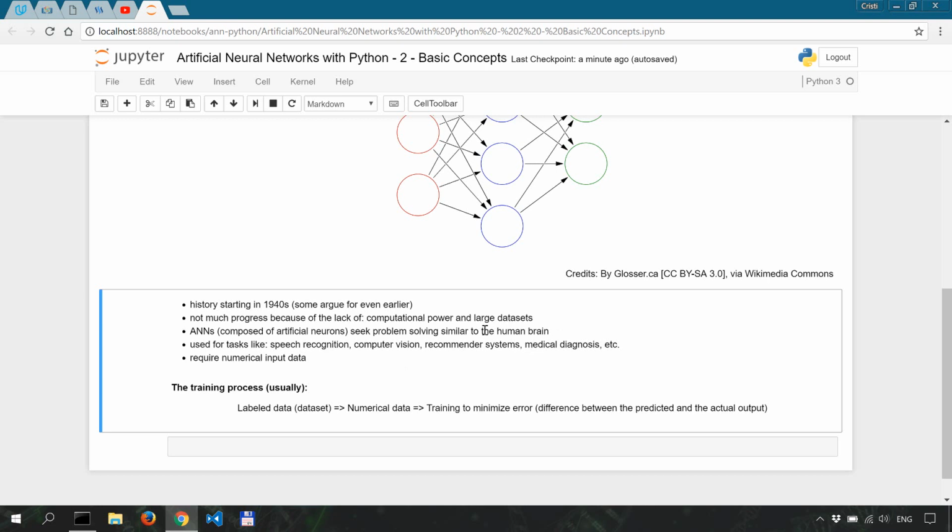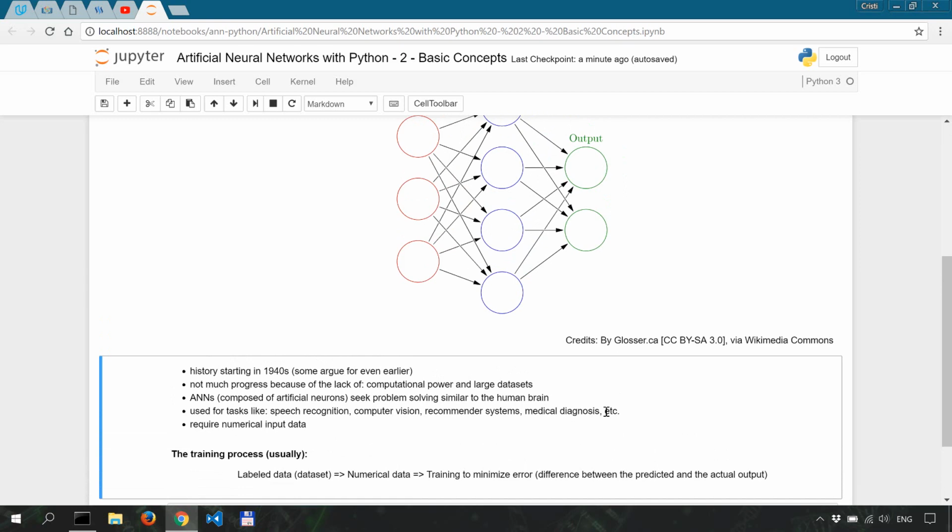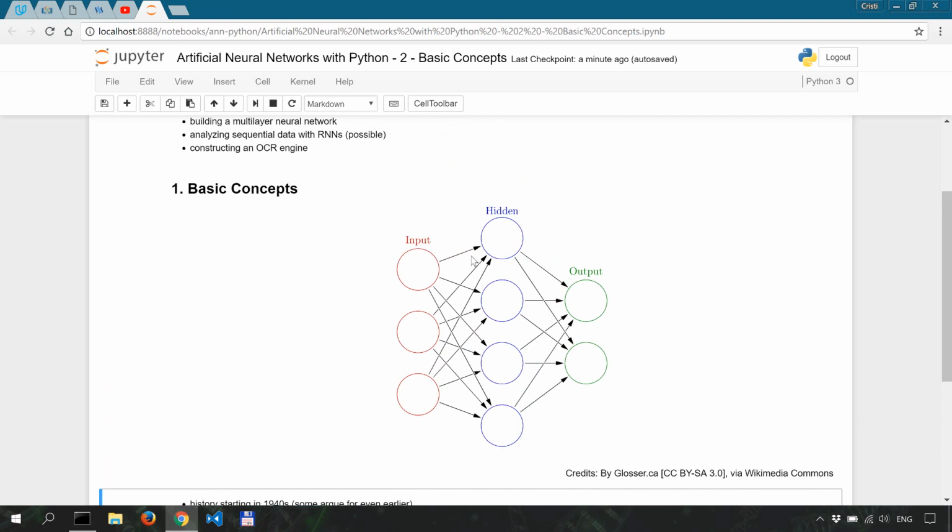Now, in short, an artificial neural network is made up of artificial neurons, and the basic goal of a neural network is to solve problems like a human brain. Now, these neurons are stacked in layers, the same as in this illustration. So we have the input layer where our data goes in, the hidden layer or hidden layers, and then the output layer. Now, this is probably the most basic form of an ANN.